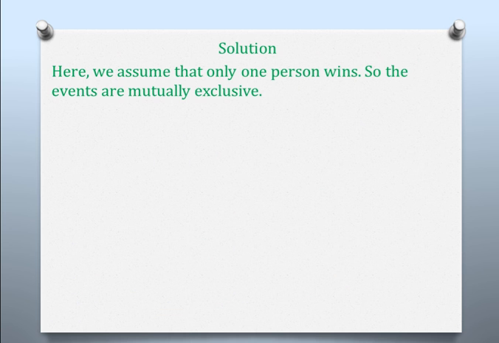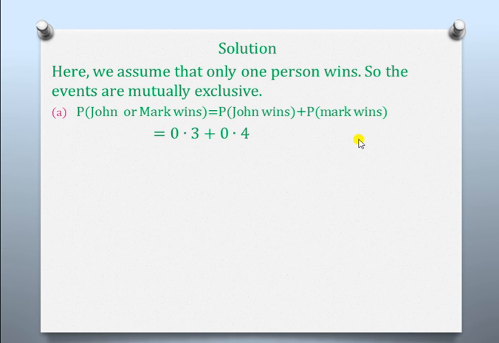So we are simply going to say that we assume that only one person wins in this case. So it means the two events are actually mutually exclusive. Remember, you're handling a situation of two events. Now, if you look at part A, we are looking at John or Mark. The probability of any of them winning is just as good as the probability of John winning plus the probability of Mark winning. So you simply substitute and add up the 0.3 plus 0.4 to give you 0.7.